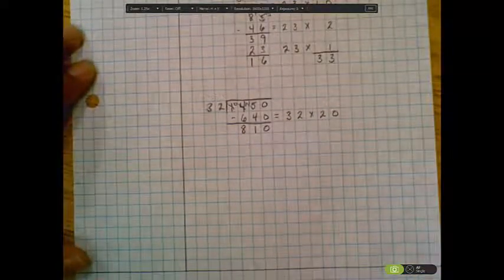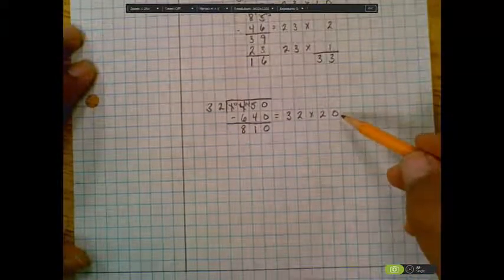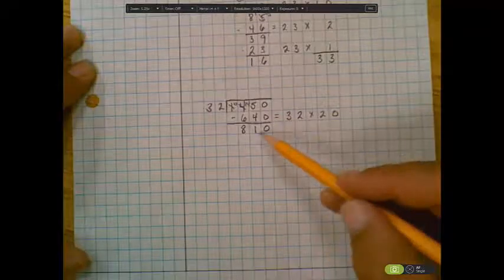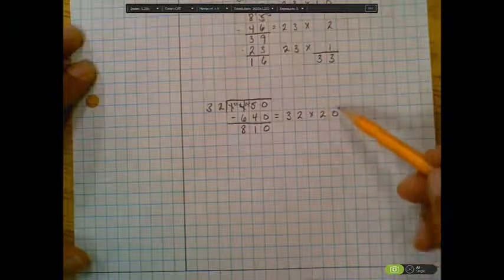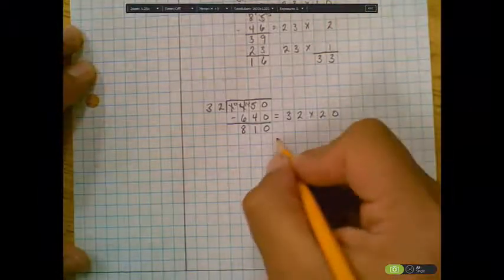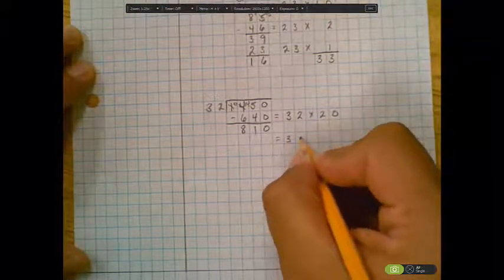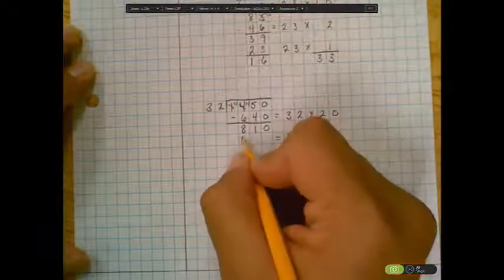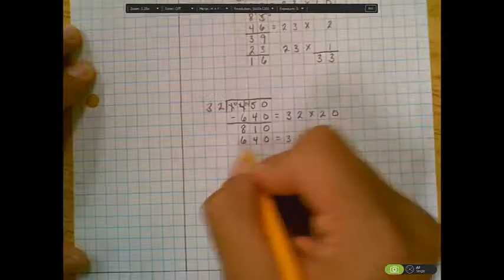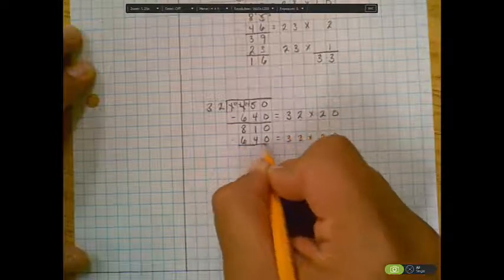Alright, so this time we're going to look at it. Well, 810 is bigger than 640, so let's use 20 as our multiple again. And so we're going to say 32 times 20. And again, that's 640. And we're going to subtract that.